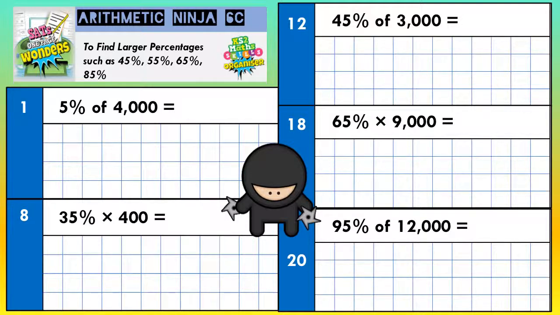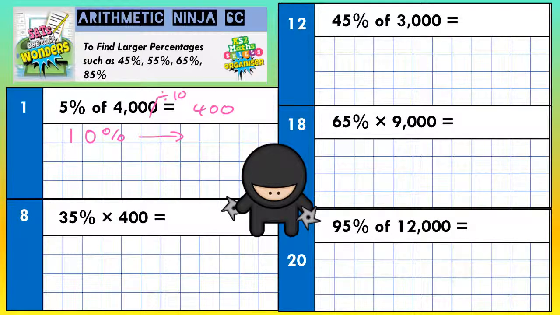Well, to find 5% you first need to find 10%. And to find 10% you can just divide the whole thing by 10. So 4,000 divided by 10 is going to be 400. If there is a 0 there to be knocked off, you can just knock off 1 0. And that will have the same effect as dividing by 10.